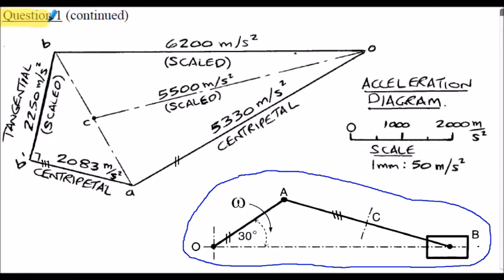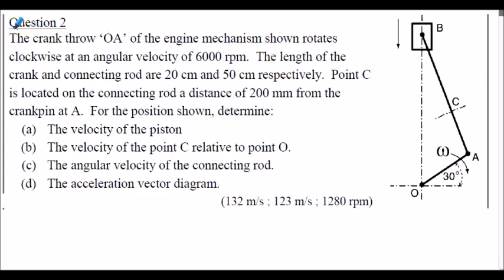Question 1 continued, and here's the acceleration vector diagram, again extracted from the previous presentation. We now have to determine the scaled values shown here using analytical methods. Here's question 2. A slider crank mechanism, but the orientation of the mechanism is different in this case. Again, the answers are shown in the bracket for the appropriate problems.